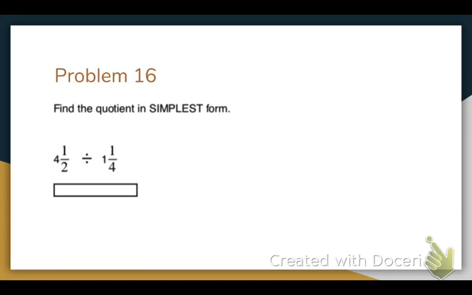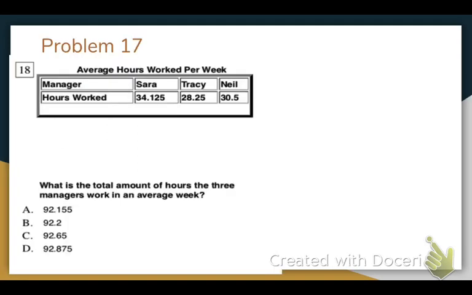Problem 17. I've got this table here, and it says, what is the total amount of hours the 3 managers worked in an average week? And it says average hours. So I'm not finding the average, and it's not anything that we've worked on yet. So this test isn't about tricking you, it's about things that we've talked about in class. Okay, so total amount, that means I'm going to add, and it's decimal.